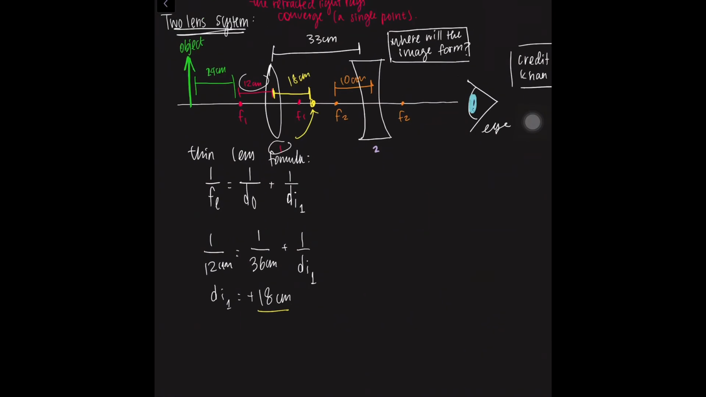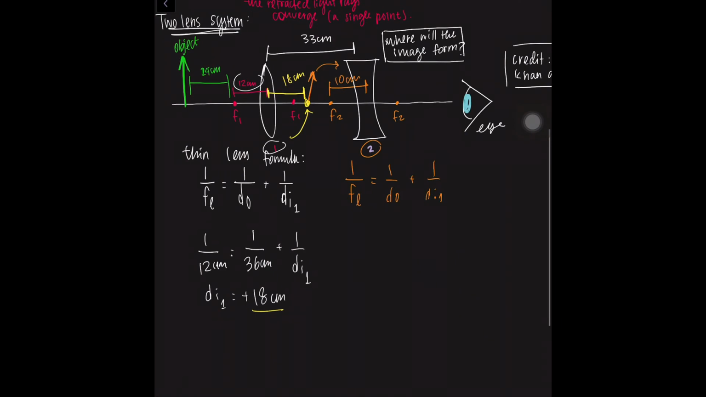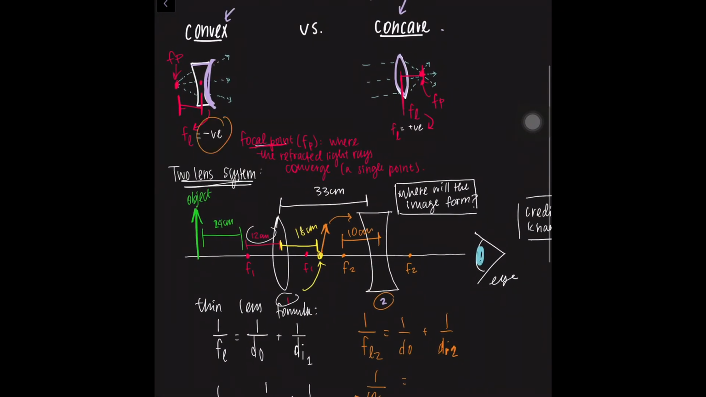So now moving over to the second lens, we pretend that this is the original object seen by this first lens, and so we will again do this calculation. This is di2 in this case. And do is the distance of the object, but it's basically the distance of this newly formed image that was formed by the first lens. So 1 over the focal length of the second lens would be 10 centimeters, and it will be negative because this is a convex lens like we saw over here.